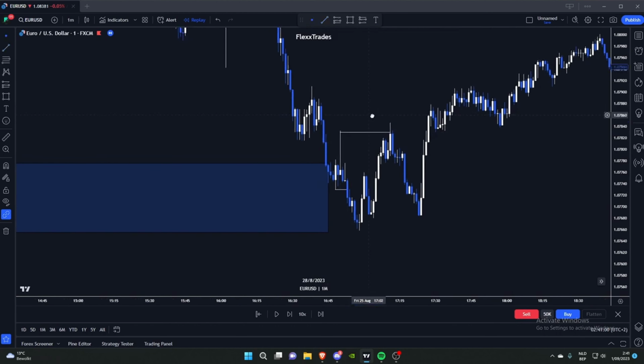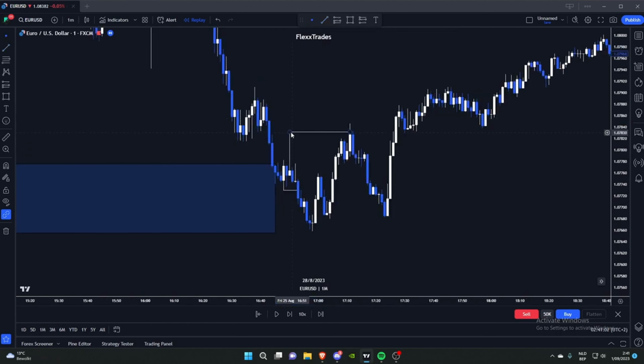Why? Because this is not equal highs, because nobody is shorting here. So this is for me a valid break of structure. And even this is a valid break of structure. Then what does price do? Simply comes in, tags us in.